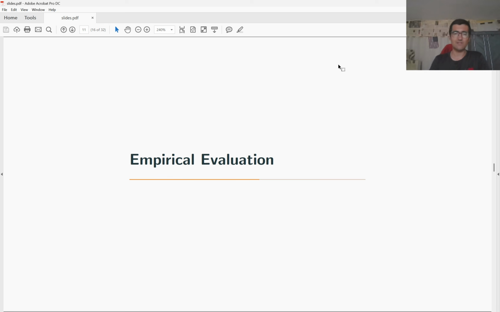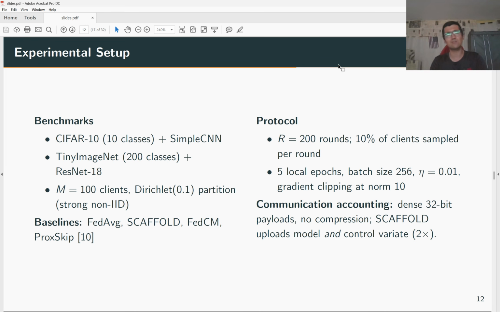So much for the theory. Does it hold up in practice? Well, that's a very nice question. Our setup follows the standard non-IID benchmark protocol. Two tasks: CIFAR-10 with a simple CNN, and Tiny ImageNet, 200 classes with a ResNet-18.